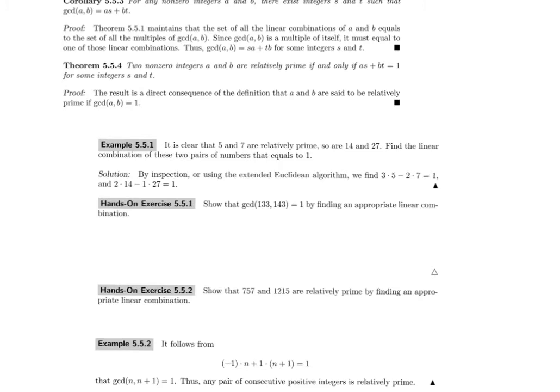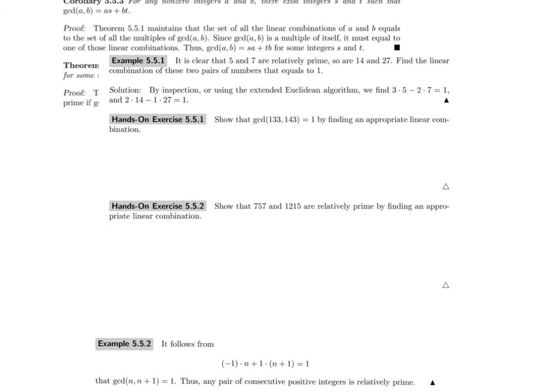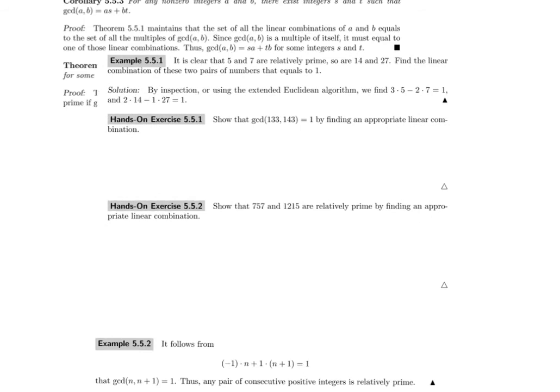So for something like this, for two numbers that are larger, it might be harder to just do this by inspection to find the S and T that gives you the linear combination that equals 1. So you would probably want to use the extended Euclidean algorithm for it. So go ahead and give that a try. Similar question with some larger numbers. Again, it's fun to play around and try to do it by inspection. If the numbers get bigger, it's a little harder.